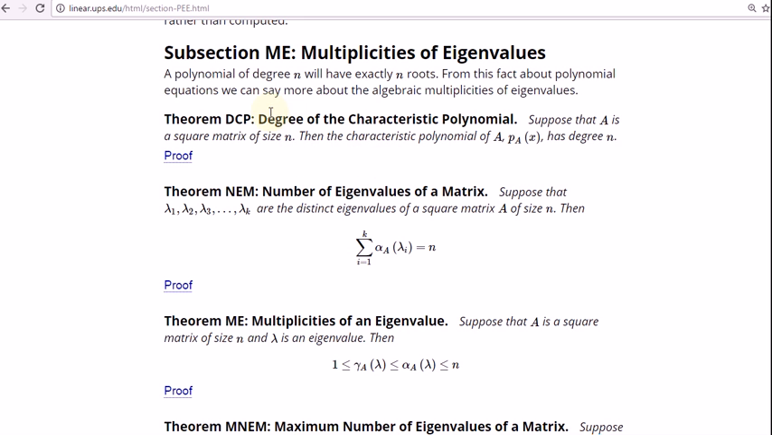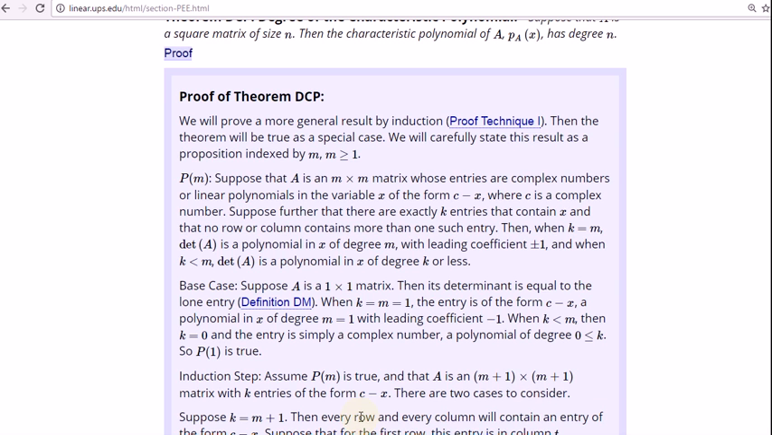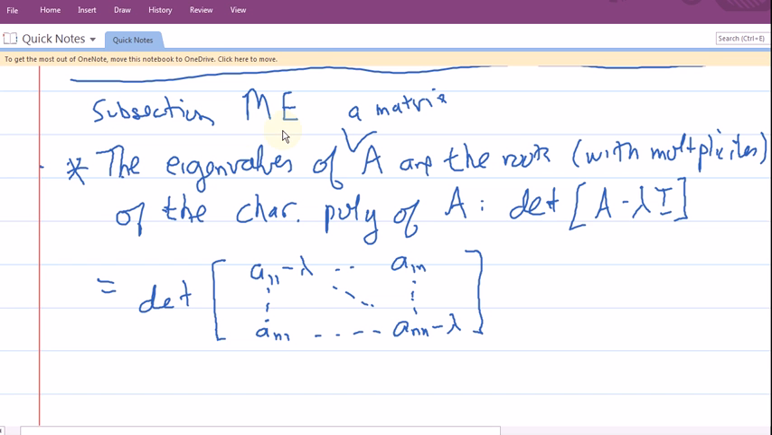First one, the degree of the characteristic polynomial. All right, so suppose that A is a square matrix of size n, then the characteristic polynomial of A, P of A, has degree n. Now he here uses induction, and I don't want to go through that, but let me just give you an idea of why that's reasonable. So let's consider a 2 by 2 matrix.